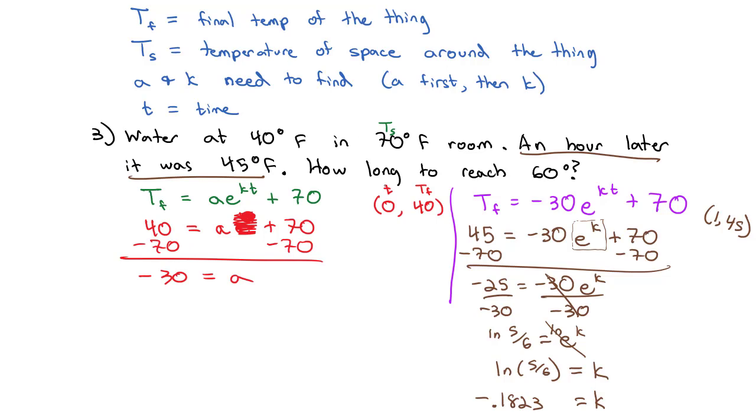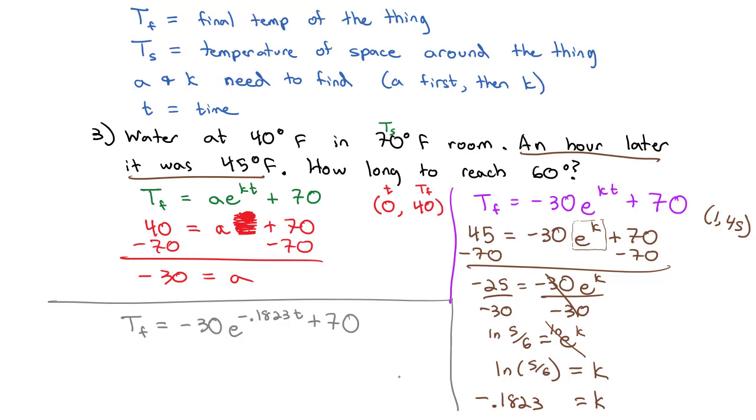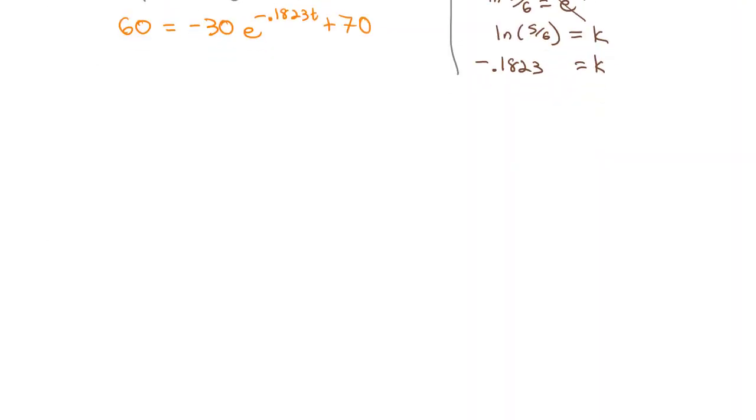So now my formula is starting to take shape a little bit better. The final temperature is equal to negative 30 e to the negative 0.1823 times the time plus 70. We're now finally ready to ask how long until the final temperature is 60 degrees. We want that final temperature to be 60 degrees equals negative 30 e to the negative 0.1823 t plus 70. And we just have to solve this equation in order to answer our question.